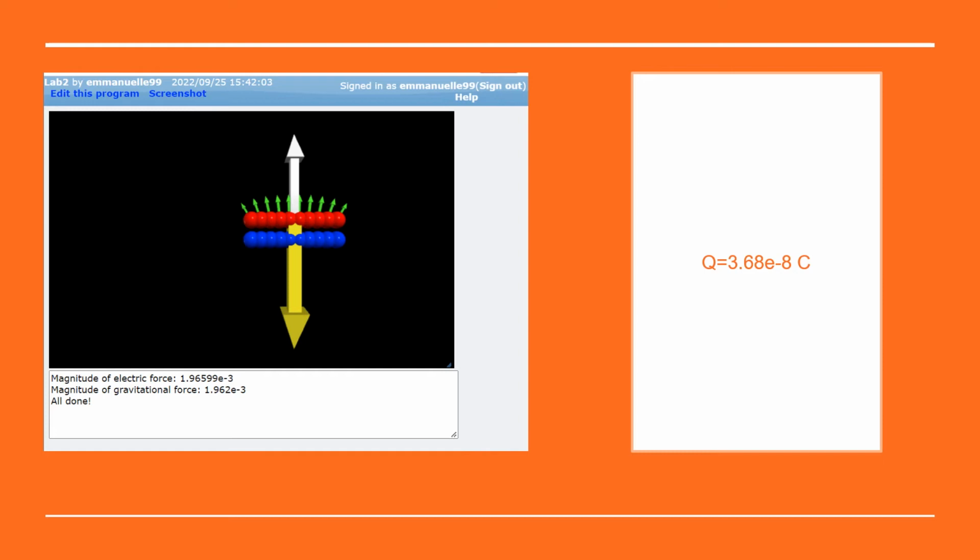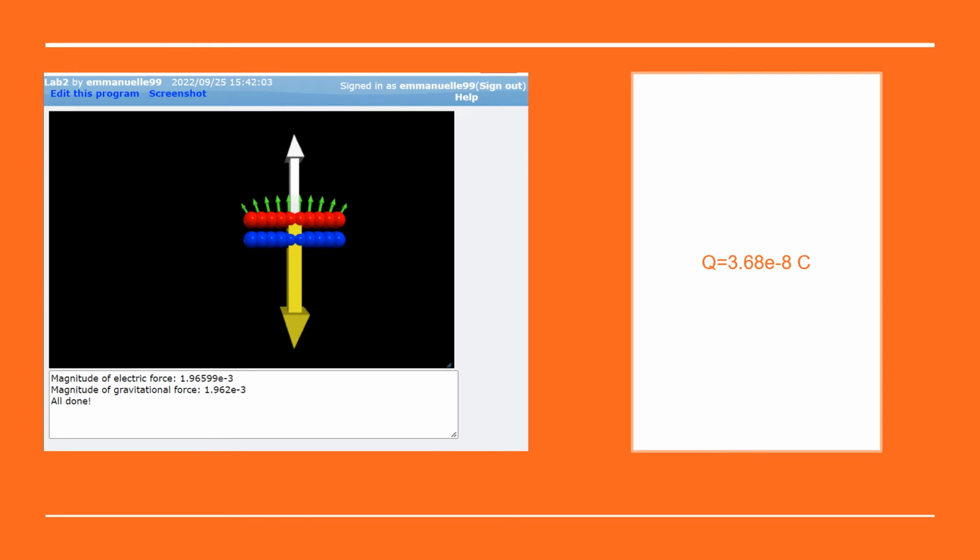And you can see that those are what the green lines represent. It's the electric field coming from the bottom tape up towards the top tape, and then the white arrow represents the electric force when we represented this as 10 charges on each of the tapes, and the yellow arrow represents the gravitational force acting on the center of mass of that tape.